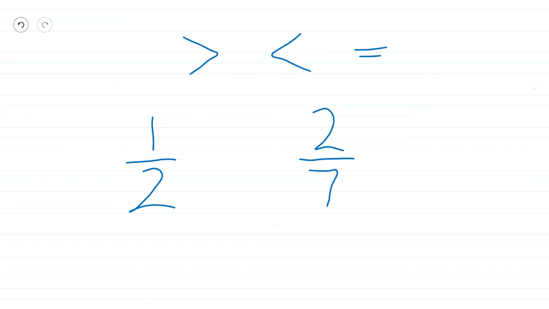So we're going to say denominator 7 multiplied by numerator 1, denominator 2 multiplied by numerator 2. Put our equal signs. So now 2 times 2 is equal to 4. 7 times 1 is equal to 7. Which of the two products is larger? Obviously, 7 is larger than 4. So, therefore, a half is larger than 2/7.